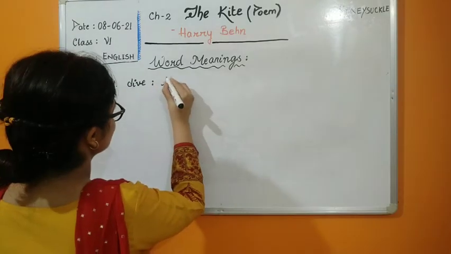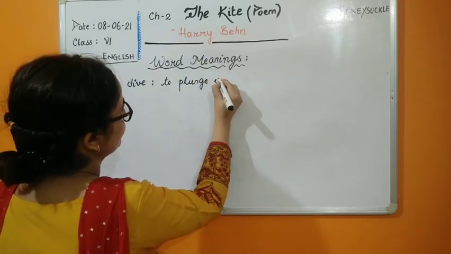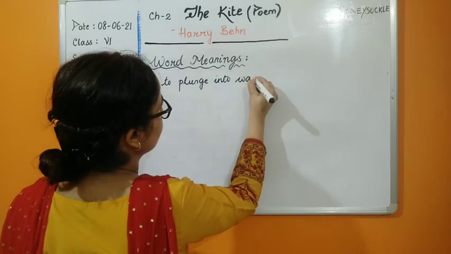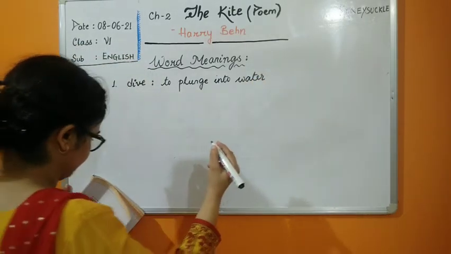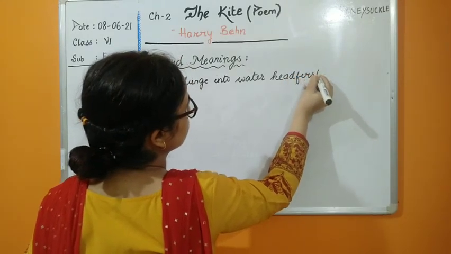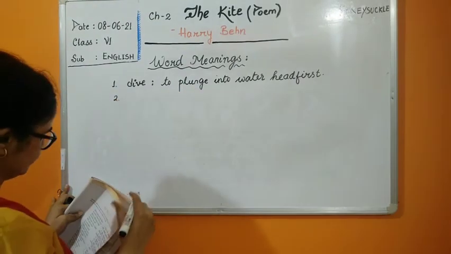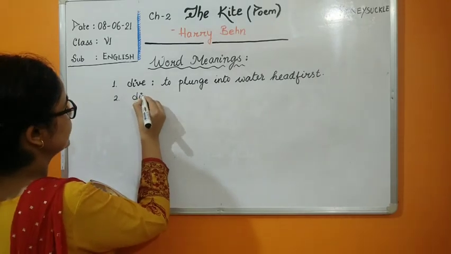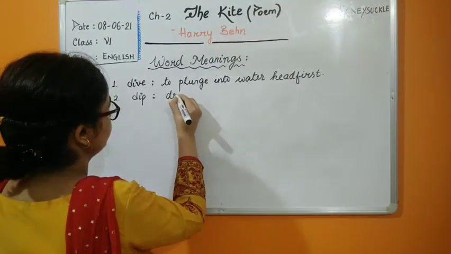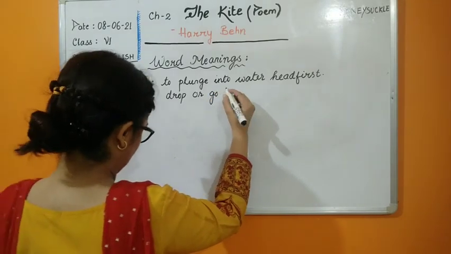To plunge into water, head first, with your head going first. Okay, to plunge means jump. Okay, number 2 is dip, D-I-P. Dip means drop or go to a lower level.